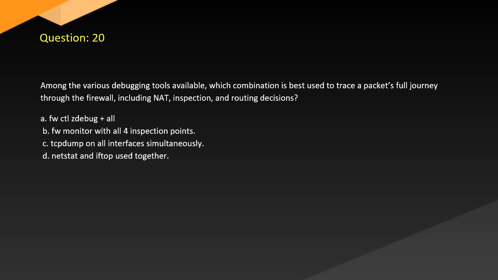Question 20. Among the various debugging tools available, which combination is best used to trace the packet's full journey through the firewall, including NAT inspection and routing decisions? A. zdebug plus drop, or B. fw monitor with all 4 inspection points. C. tcpdump on all interfaces simultaneously. D. netstat and iftop used together.